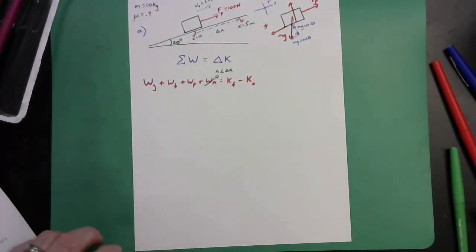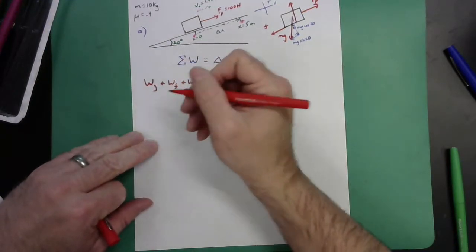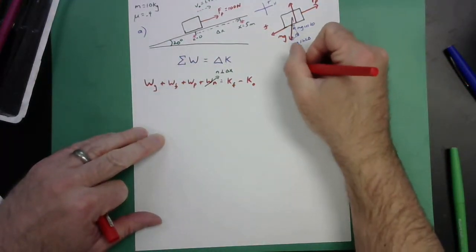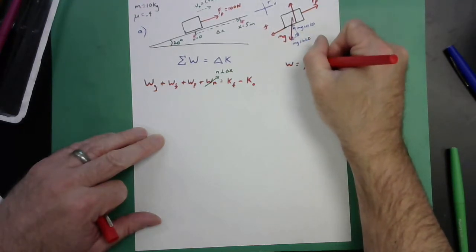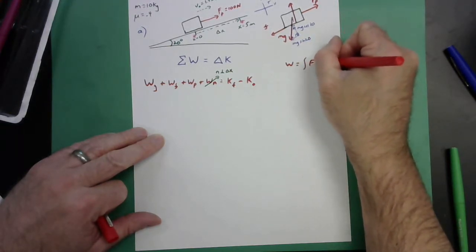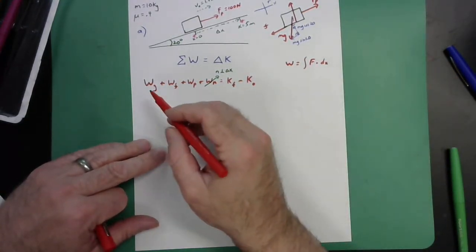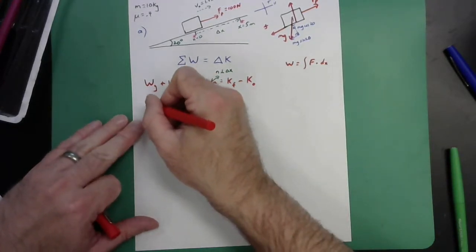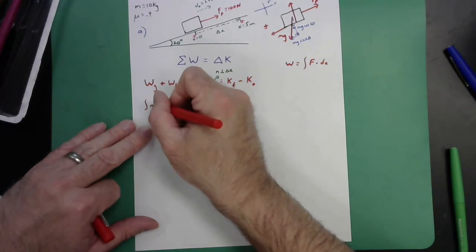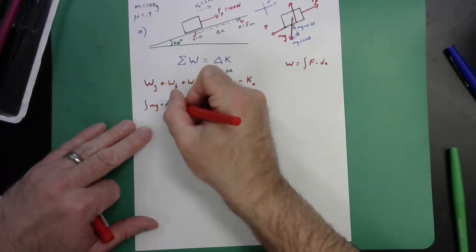We have a formula for work, and that is that work is the integral of F dot dx. I'm just going to jot that off to the side here. Work is the integral of F dot dx. Officially, for each of these I'd be writing a little integral. So I would have my integral of the gravitational force dotted with the dx, right?